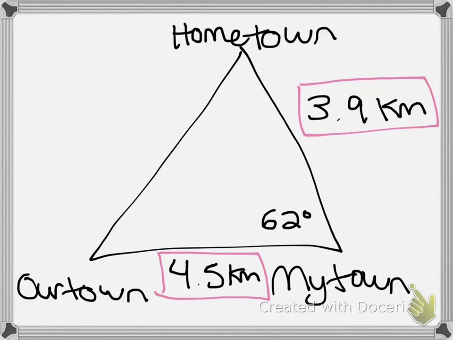Today we're going to solve the problem of number 10, and it is: three roads join hometown, my town, and our town. What is the distance from hometown to our town? We are given two sides and an angle, which means that we will be using cosine law.